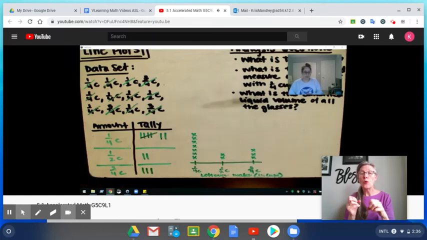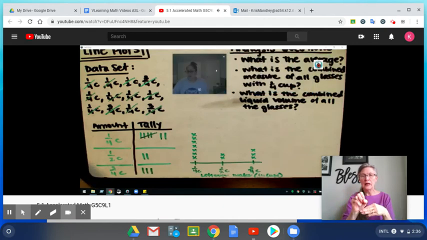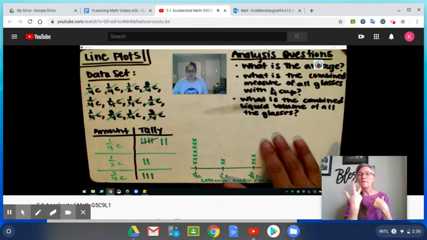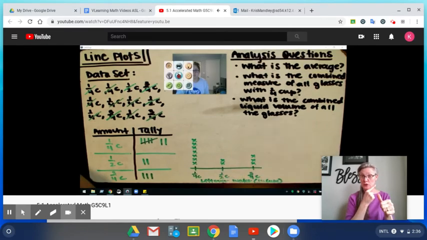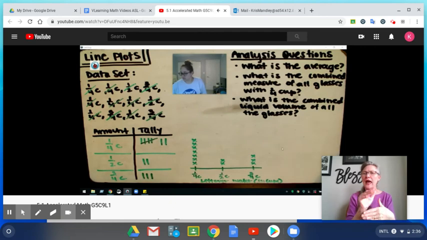All right, my line plot is done, but like I told you, we're gonna take this a little bit further, and we're gonna be thinking about some questions that we can answer based off of this line plot. So I'll show you the questions now. We have 3 questions we're gonna look at. The first question is, what is the average of this data set? So what is my average amount of water left over?